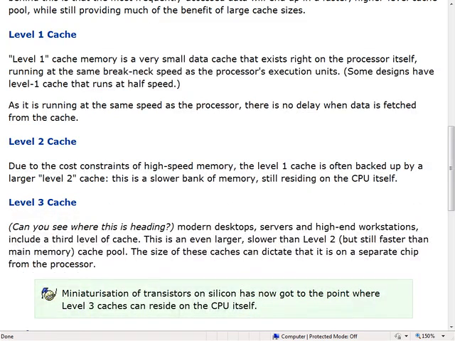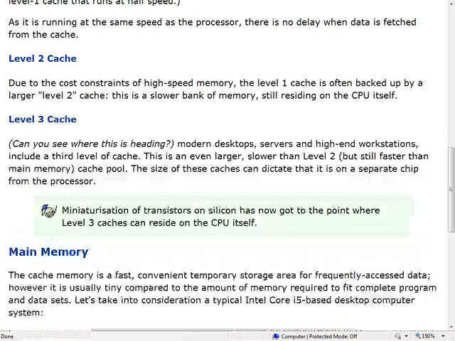That's the smallest and fastest set of cache memory, and it's typically on the processor itself. And that basically runs at the same speed as the processor, if not half speed. And because it is as fast as the processor, there are no delays. The processor needs it, it can get it right away. It doesn't have to wait around or anything like that.